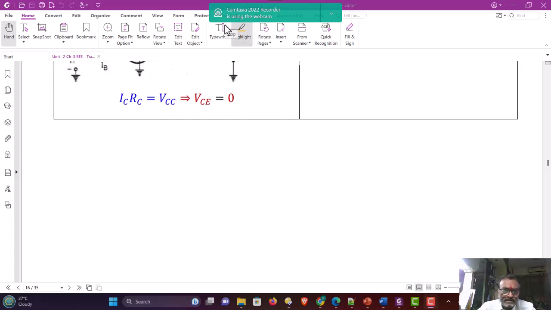In the next session, we will see another device, that is field effect transistor, called FET.